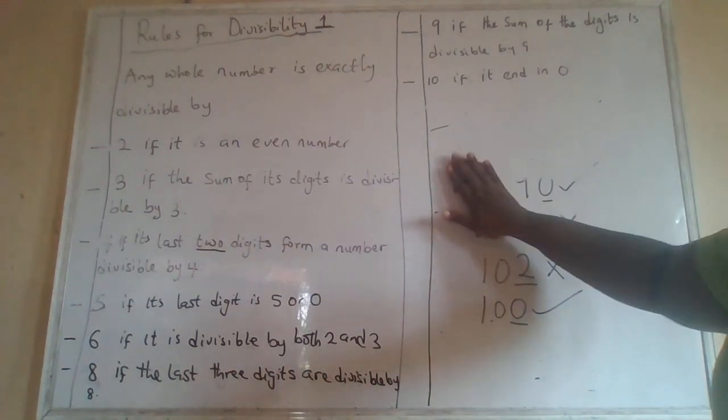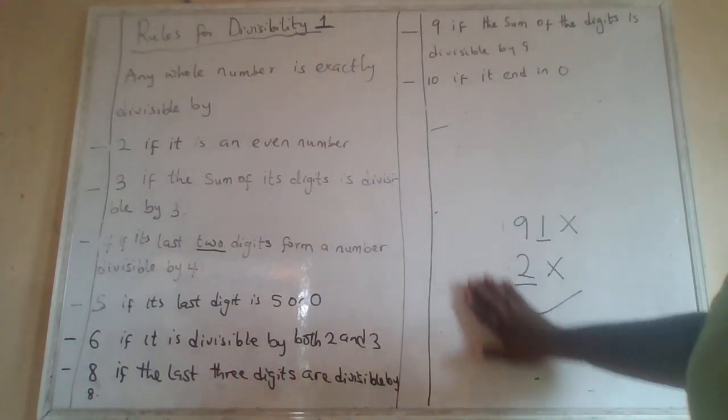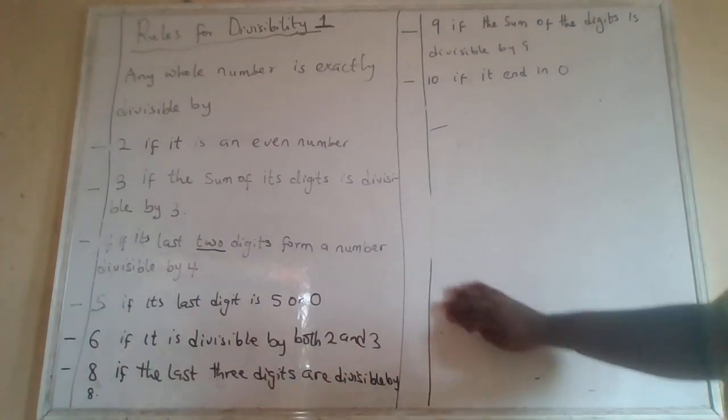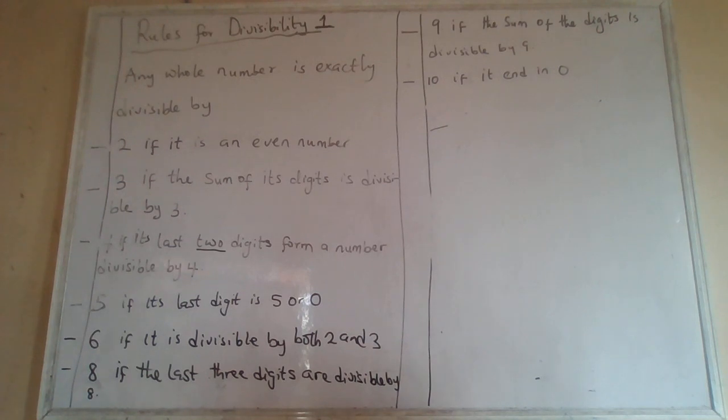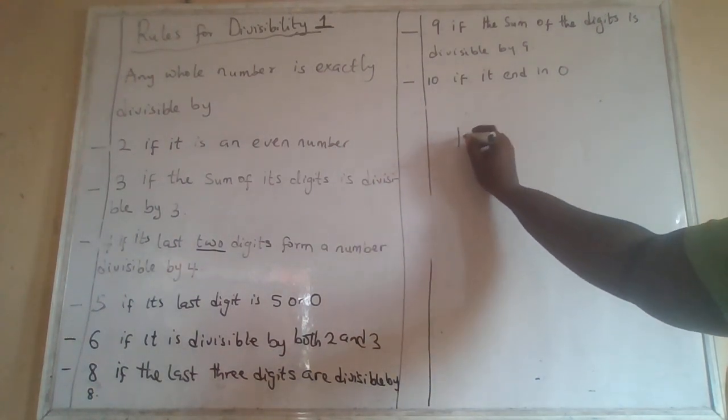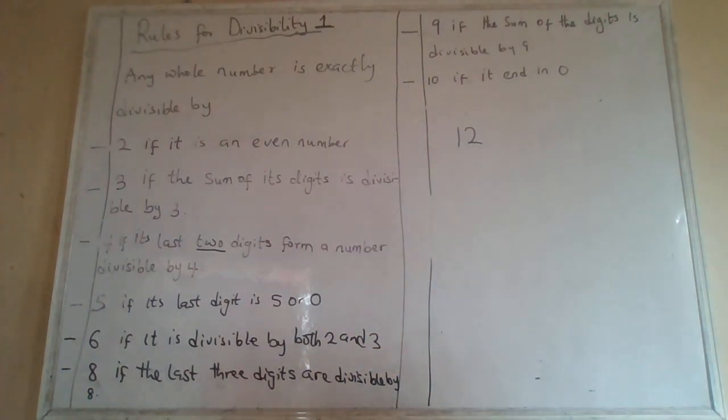Let's go to 6. A number is said to be divisible by 6 if it is divisible by both 2 and 3. So let's take a number that we all know. Let's take 12 as an example.